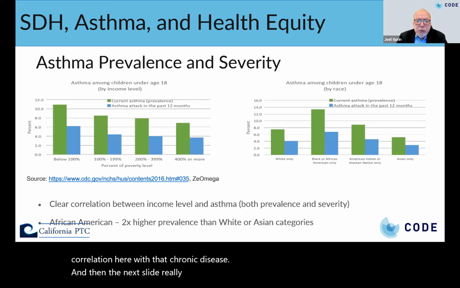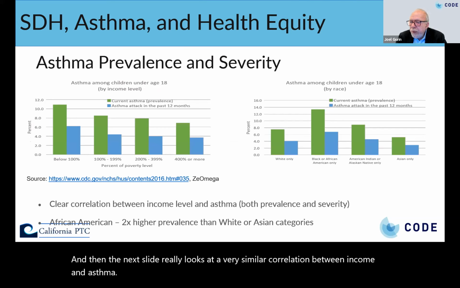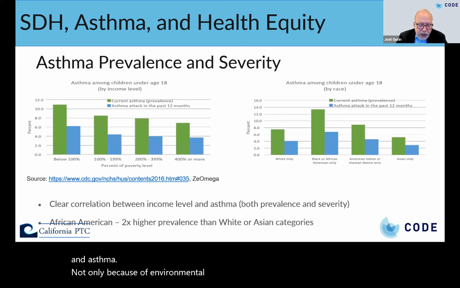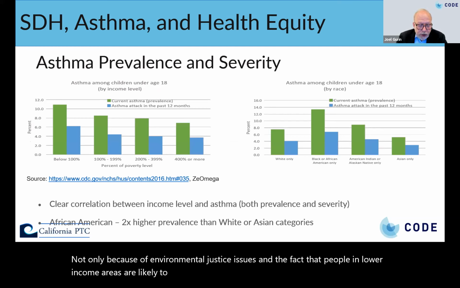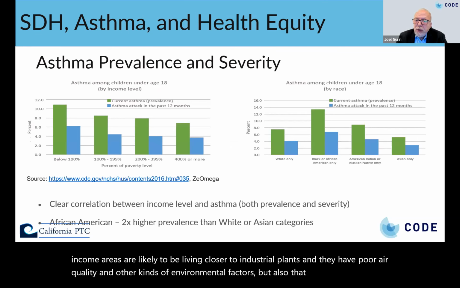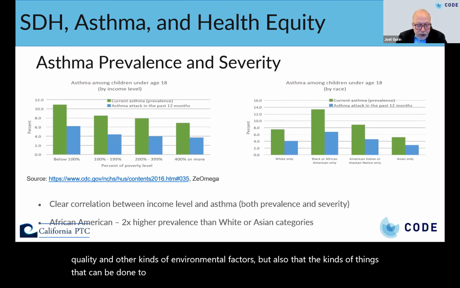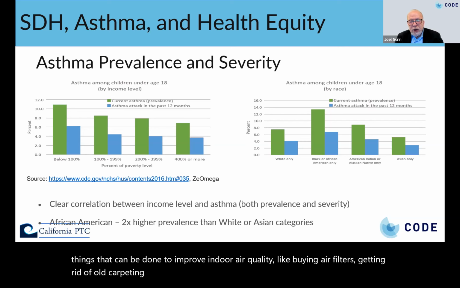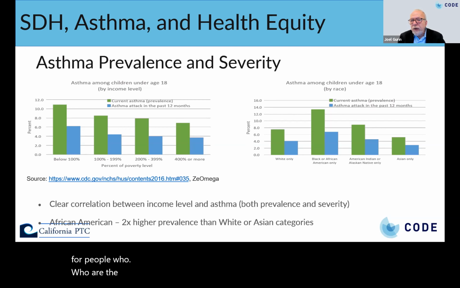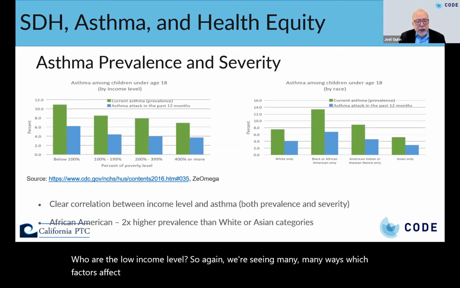And then the next slide looks at a very similar correlation between income and asthma, not only because of environmental justice issues and the fact that people in lower income areas are likely to be living closer to industrial plants and may have poor air quality and other environmental factors, but also that the things that can be done to improve indoor air quality, like buying air filters, getting rid of old carpeting, doing mold remediation, may all be more difficult for people who are at a low income level. So again, we're seeing many ways in which factors affect many kinds of outcomes.